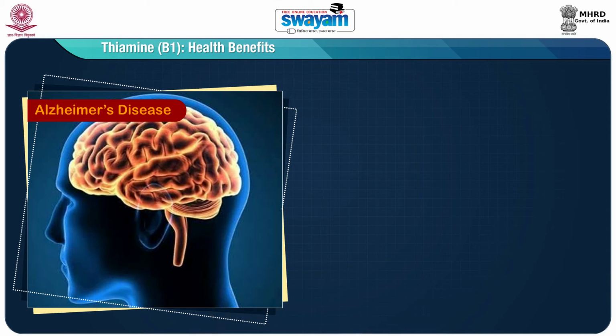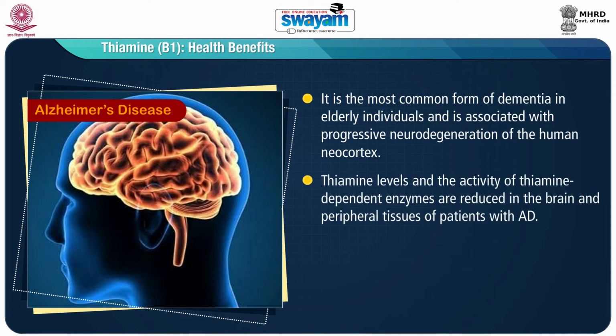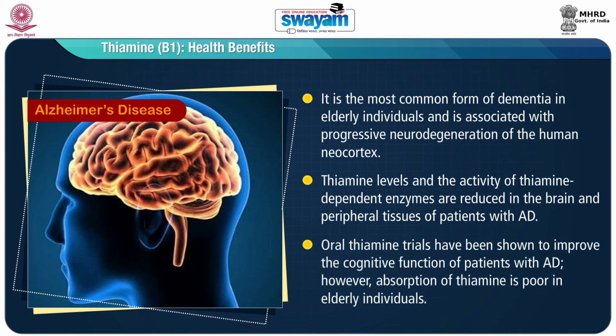Now, role of thiamine in Alzheimer's disease. Alzheimer's disease is the most common form of dementia in elderly individuals and is associated with progressive neurodegeneration of the human neocortex. Thiamine levels and the activity of thiamine dependent enzymes are reduced in the brain and peripheral tissues of patients with Alzheimer's disease. Oral thiamine trials have been shown to improve the cognitive function of patients with Alzheimer's disease. However, absorption of thiamine is poor in elderly individuals.